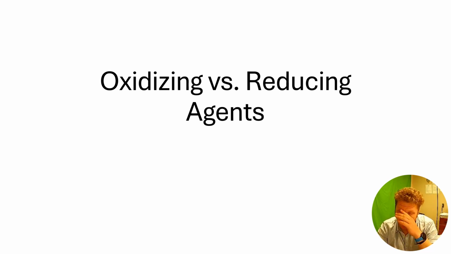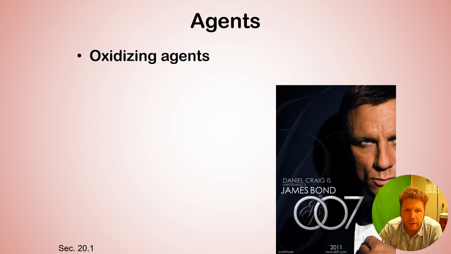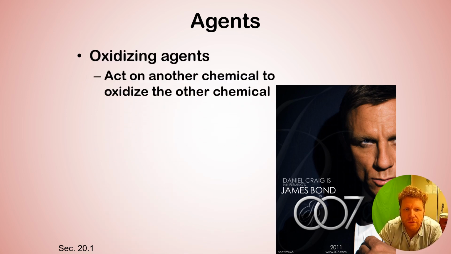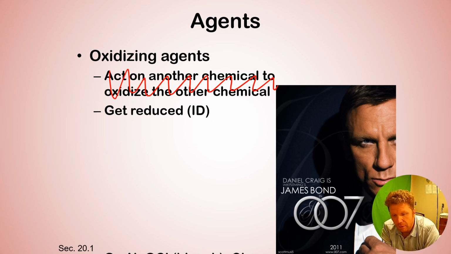Oxidizing versus reducing agents. So agents, just like 007, old Jimbo Bond, well, there are oxidizing agents and there are reducing agents. Oxidizing agents act on other chemicals to oxidize the other chemical. They get reduced. That's the key. Whenever it comes to oxidizing agents, it's important to remember that an oxidizing agent gets reduced. An oxidizing agent is the thing that makes something else get oxidized.